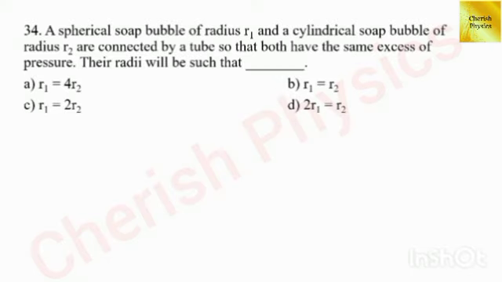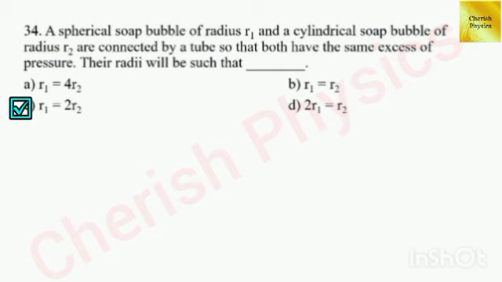34th question. A spherical soap bubble of radius R1 and a cylindrical soap bubble of radius R2 are connected by a tube so that both have the same excess of pressure. Their radii will be such that dash. The answer is option C, R1 equal to 2R2. Let us see the solution.